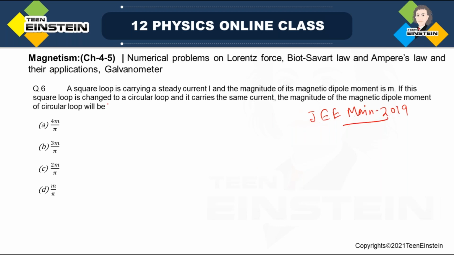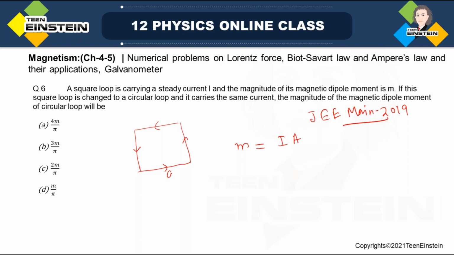From JEE Main. So here look, there is a question: a square loop is carrying a steady current I, and the magnitude of its magnetic dipole moment is M. So the direction of the current is not given anyway, but there is a square loop, and there is a current carrying in the square loop. If the current carried by such a loop, so it will be associated with magnetic moment. That magnetic moment is given as M, which actually can be written as I into A.